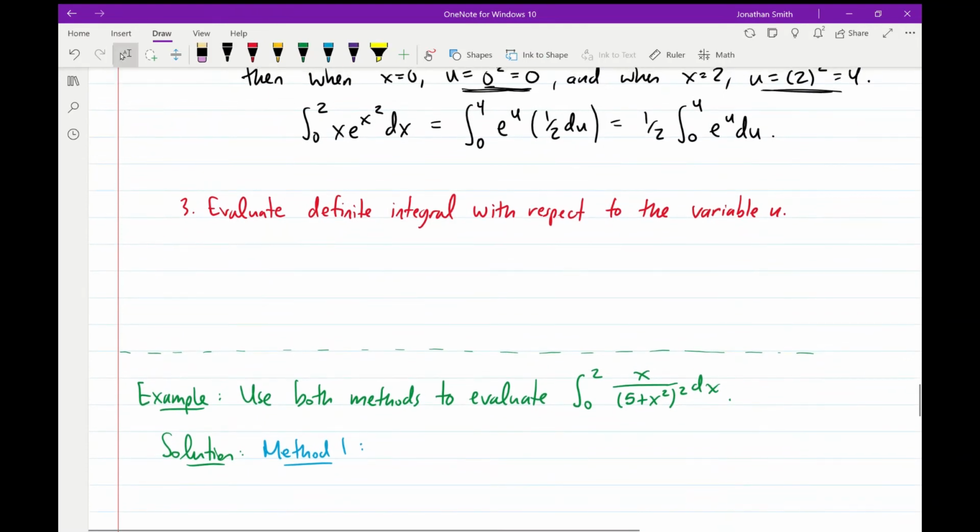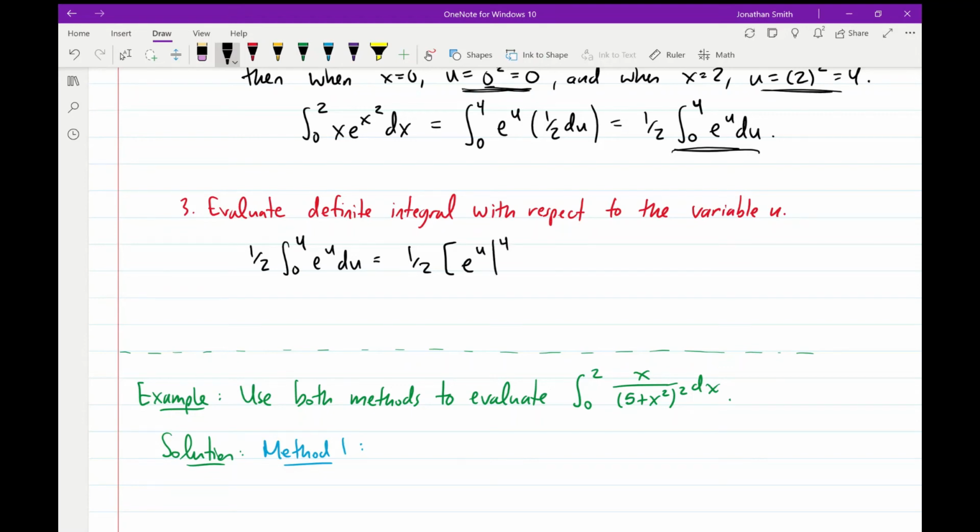And then finally, instead of ever substituting back in terms of x, we're just going to evaluate this new definite integral in terms of u. So we have 1/2 times the integral from 0 to 4 of e to the u du is equal to 1/2, and an antiderivative of e to the u is just e to the u, and we're evaluating from 0 to 4 in this case. So we get 1/2 times e to the 4 minus e to the 0, which is equal to 1/2 times e to the 4 minus 1.